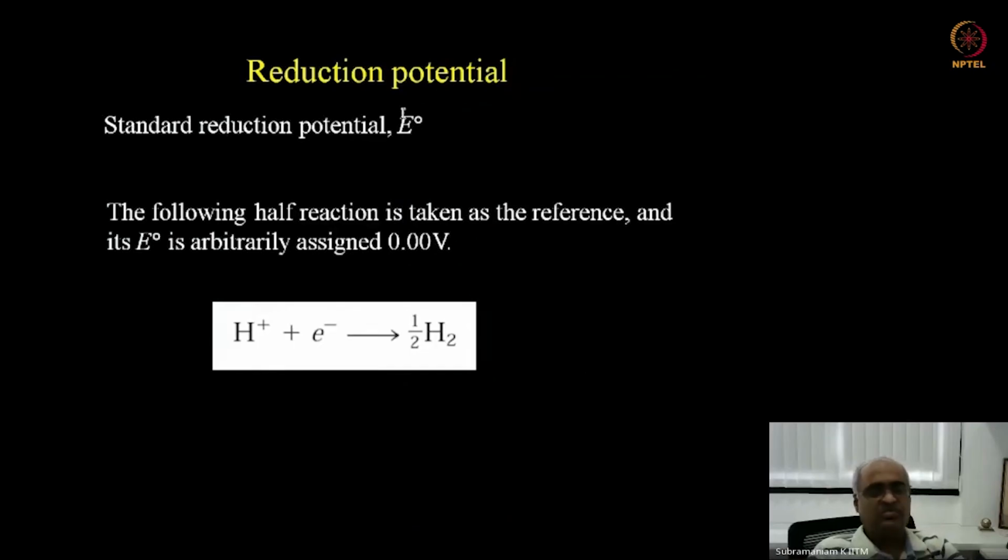Then within reduction potential, we define a term called standard reduction potential. Standard reduction potential means when everything is at 1 molar concentration at a temperature of 25 degrees. And if it is a gas, it is at a certain partial pressure, which is taken as the standard. That value will be there when we look at the fuel cell in the next slide. This standard reduction potential is arbitrarily assigned as 0 volts for this particular half reaction, that is, a proton taking up an electron to become a hydrogen atom. We take this as the reference, this hydrogen's standard reduction potential. Everything else is compared with this.